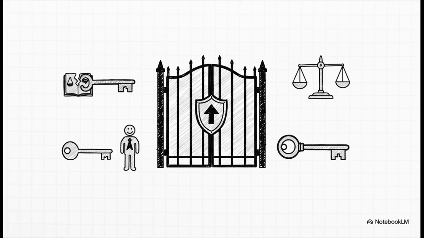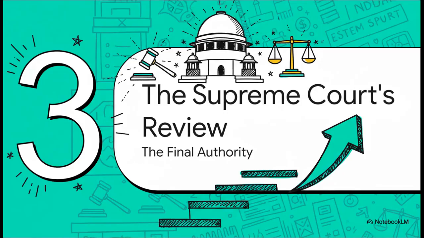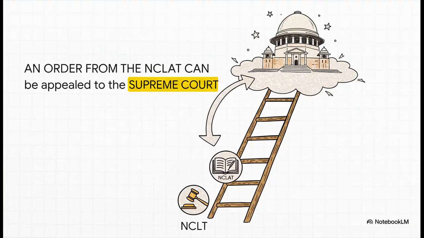You need one of these specific legal keys to even open the door to an appeal. All right, so we've gone from the NCLT up to the NCLAT. But guess what? The ladder goes even higher. There's one final stop, the absolute top of the legal food chain in India. That's right. You can take your case all the way to the Supreme Court of India. This is the highest court in the country. And whatever they decide, well, that's the final answer, period.